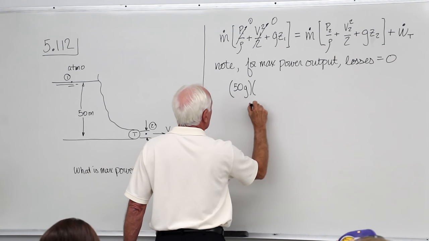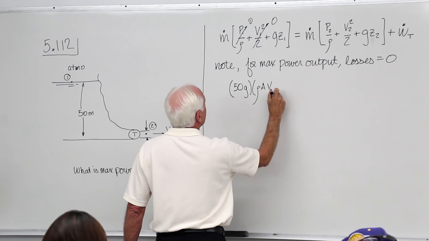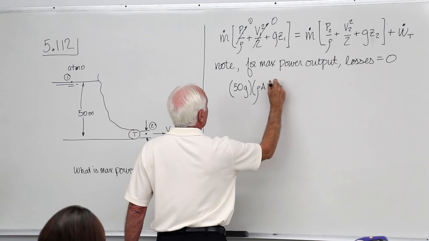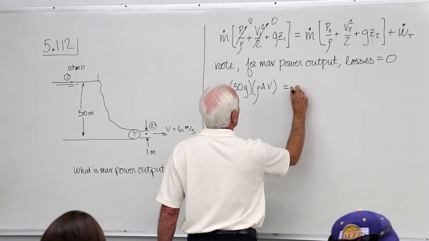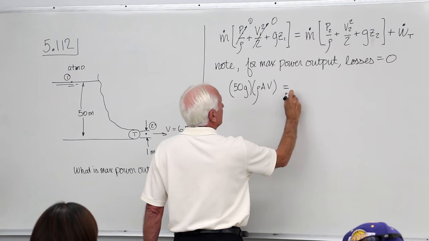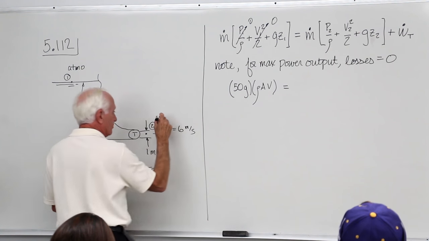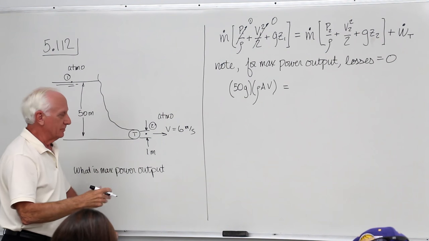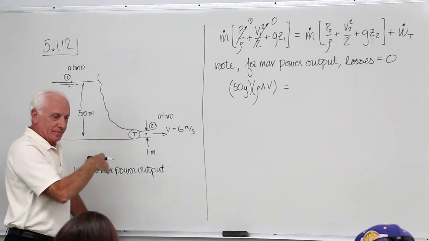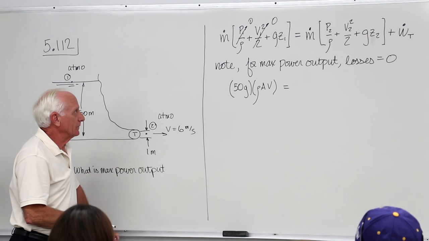M dot equals rho A V, and here equal M dot rho A V. P2 goes out to atmosphere. The picture didn't show that, but you know it. The turbine exhaust goes out to the stream, the river down here. So it's out to atmosphere.